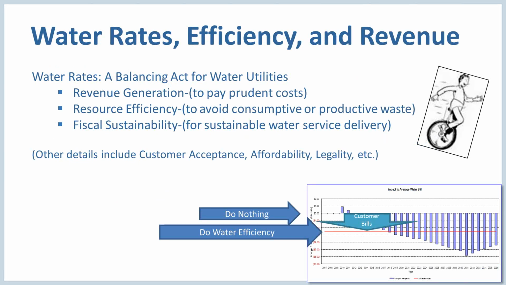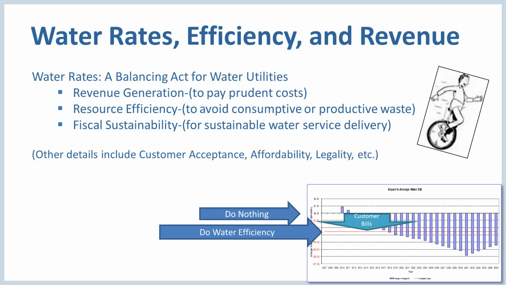So the key of this is a balancing act for water utilities. You need to generate revenue in order to pay for prudently incurred cost. You also need to avoid resource inefficiency, consumptive or productive waste. And this needs to be sustainable over the long term, which usually requires some pretty good planning. This is not to say those are the only three. I've listed some others here.